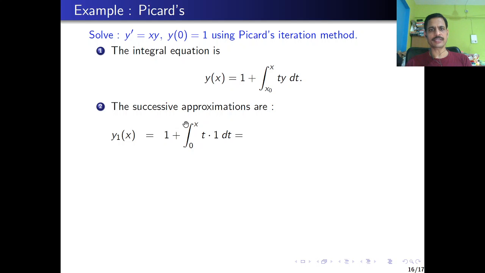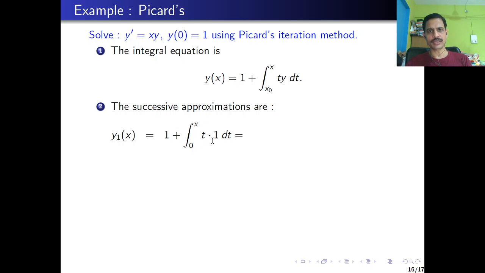The successive iterations are as follows. From this equation, if we substitute y naught in place of yt, then you get the first iteration y1x. Here the y naught is 1. So substitute 1 in place of yt.